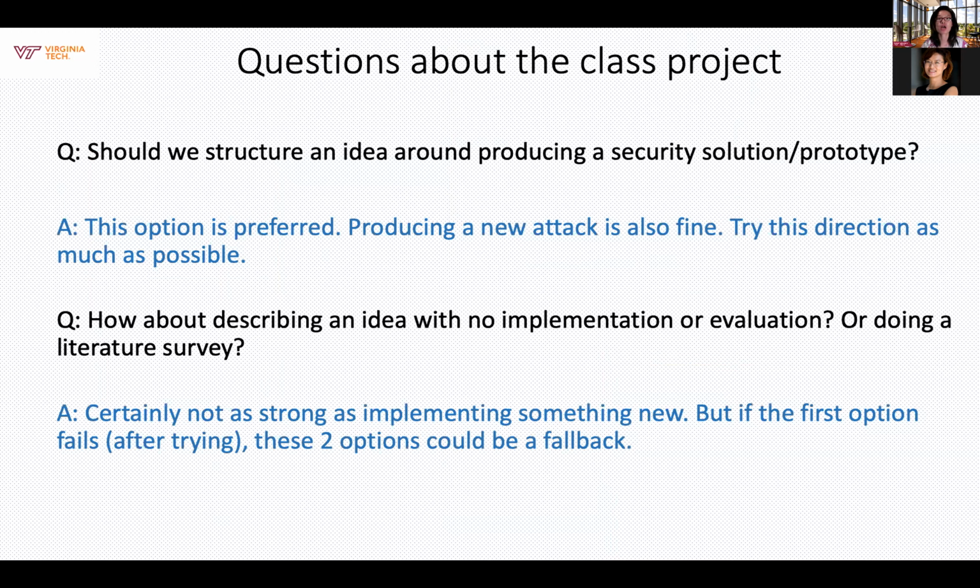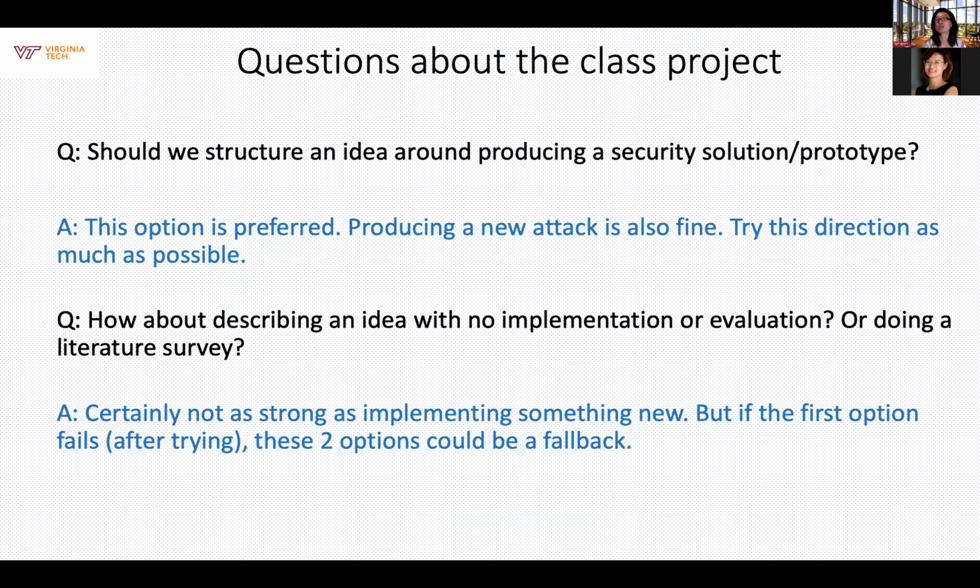Questions about the class project: should you structure an idea around producing a security solution or protocol, and then write the code and evaluate it? Yes, this is the preferred option. I highly recommend it, meaning that if you do this, you'll have a higher grade. Producing a new attack is also fine. Try something new, and you can justify new by saying there haven't been such solutions.